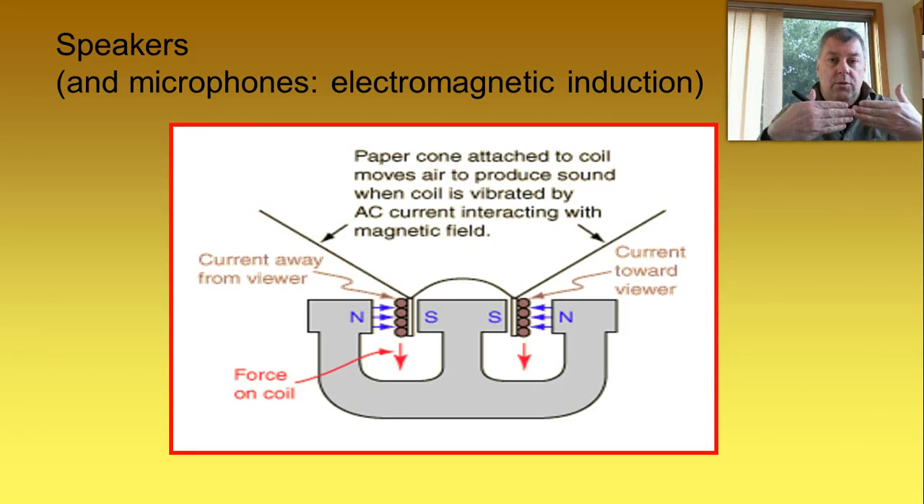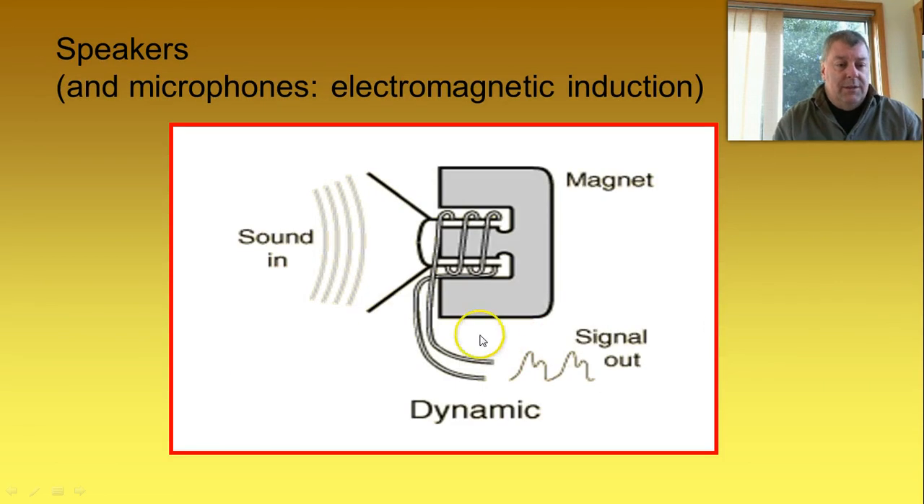So the cone moves backwards and forwards depending on the current that's sent through the coil, because the current will then experience force, and that's how you get the sound, by moving the cone, pushing the air backwards and forwards. And if you touch a speaker you can actually feel that happening. Now a microphone's pretty much just the reverse of that, but we'll talk about that when we do electromagnetic induction. Here's just another one. You send a signal in, and so the signal varies, therefore the current varies, therefore the force varies, and therefore the cone moves backwards and forwards to produce the sound.